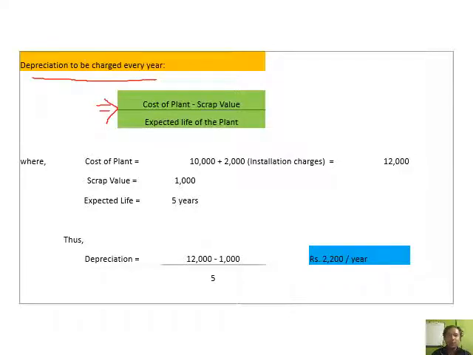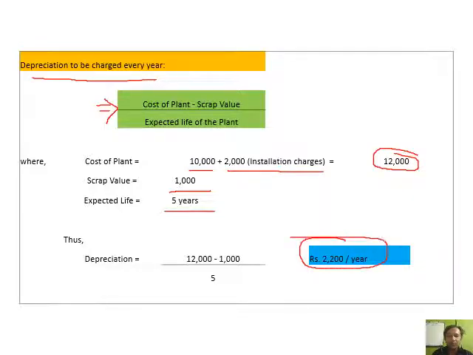In the question it is given the cost of plant is rupees 10,000 and 2,000 is installation charges. So that means the total cost of the plant incurred is 12,000. Moreover, the scrap value is given as rupees 1,000 and expected life is given as 5 years. So if we put the formula, 12,000, that is 10,000 plus 2,000, minus 1,000, which is the scrap value, divided by 5. We get rupees 2,200 every year.